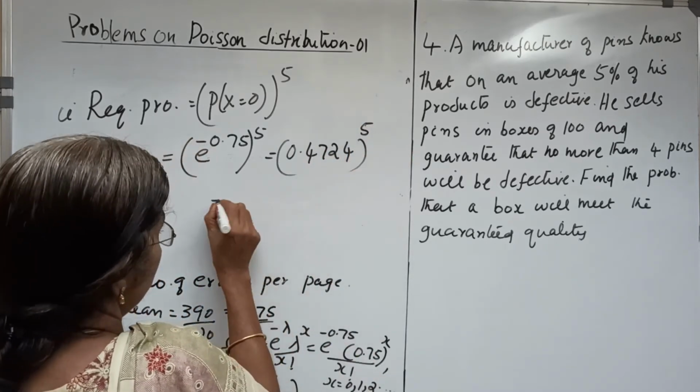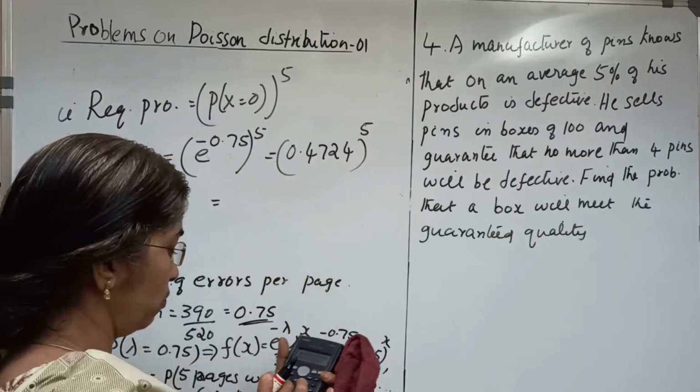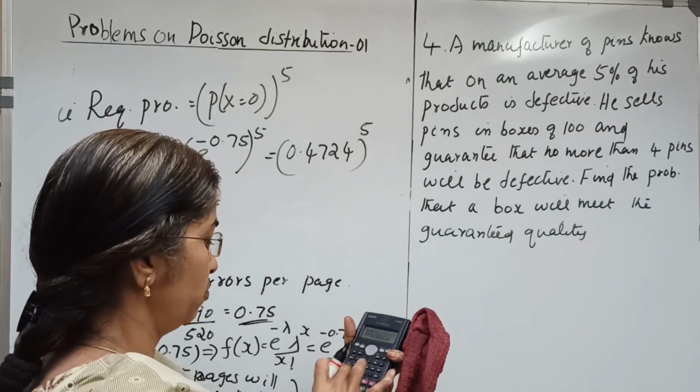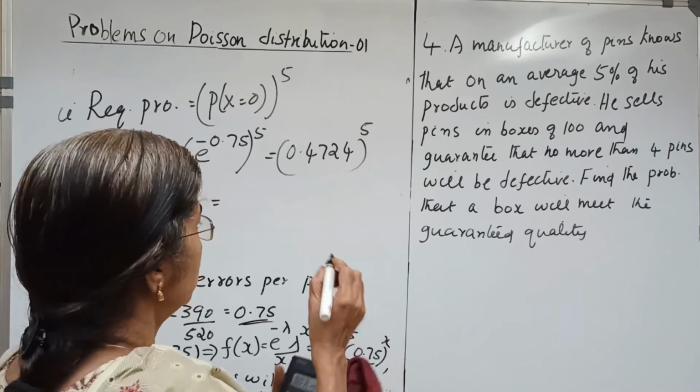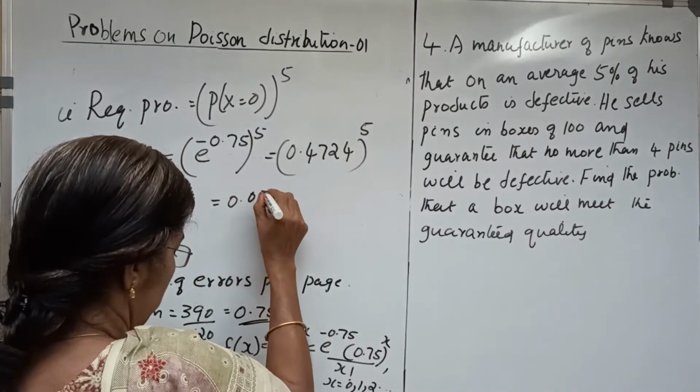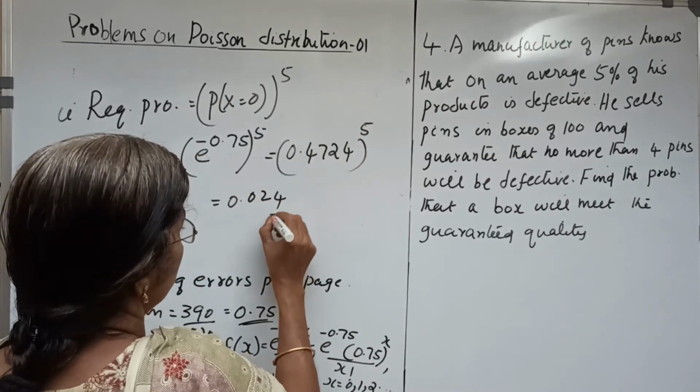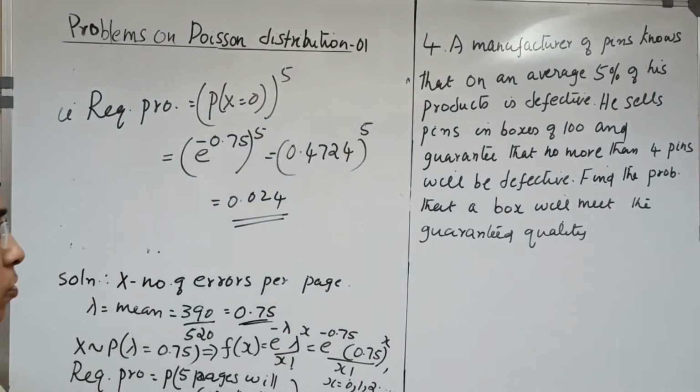It is equal to 0.4724 raised to 5. That is, it is 0.024. I may explain once again.